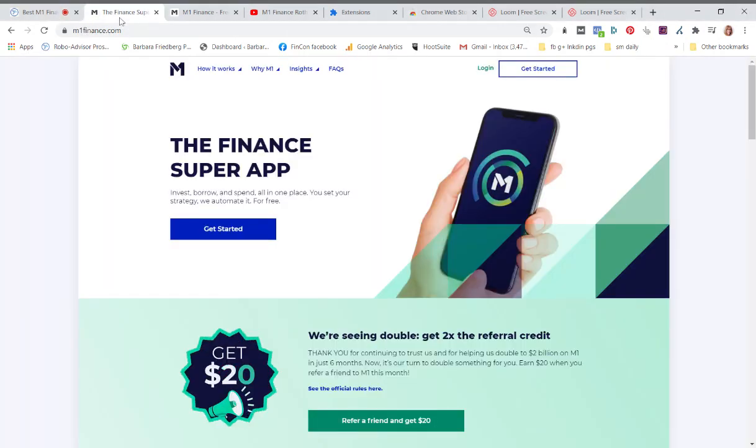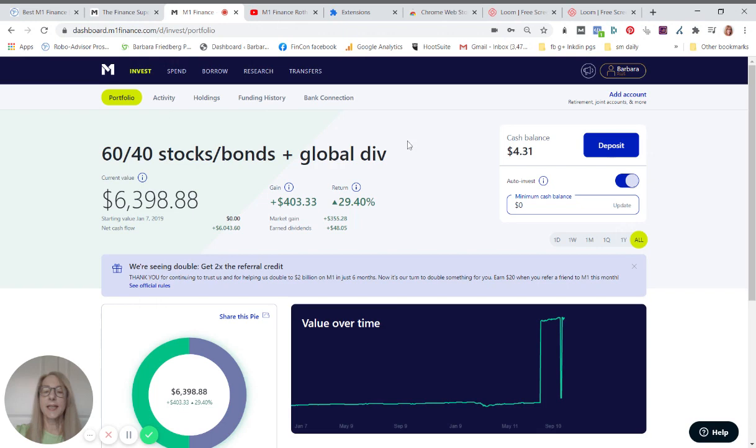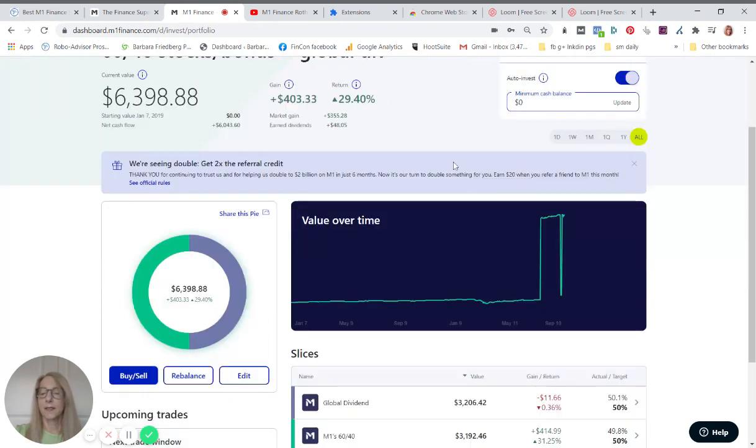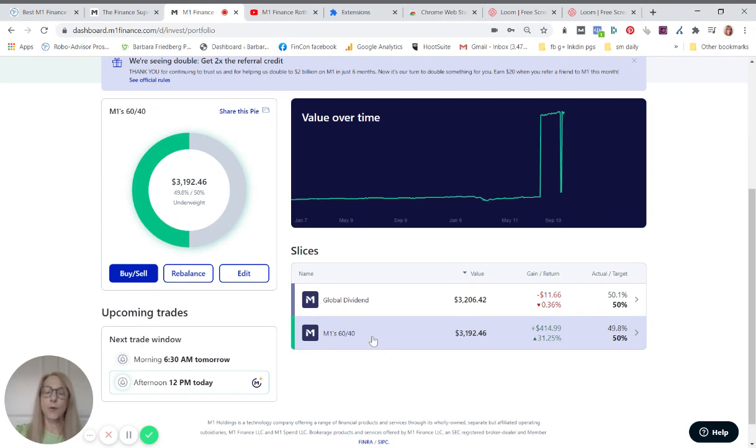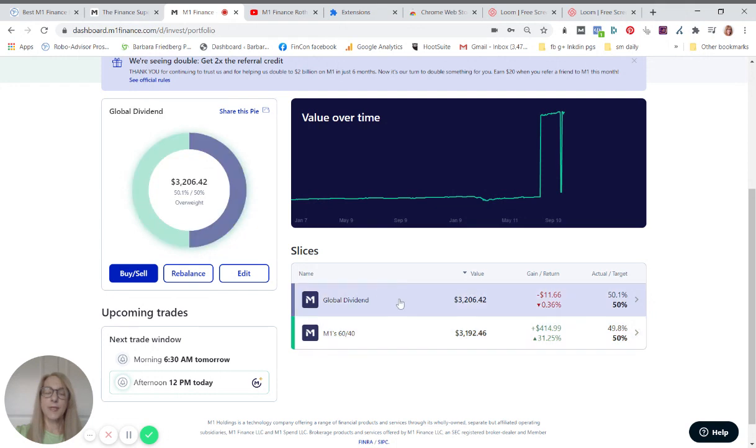So let's go. Okay, we click over to the M1 Finance website and we log in. If you don't already have an account, then you can set one up very easily. And here is my investment portfolio. I currently have 50% in a 60/40 stock and bond portfolio, and 50% in a global dividend portfolio.